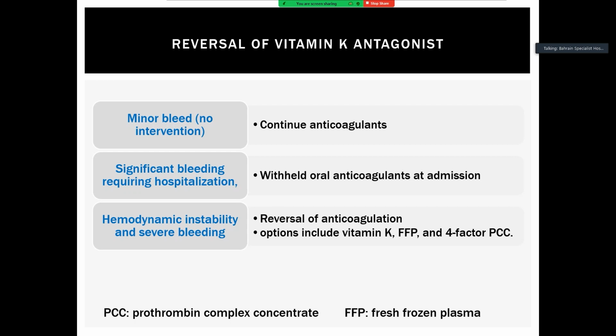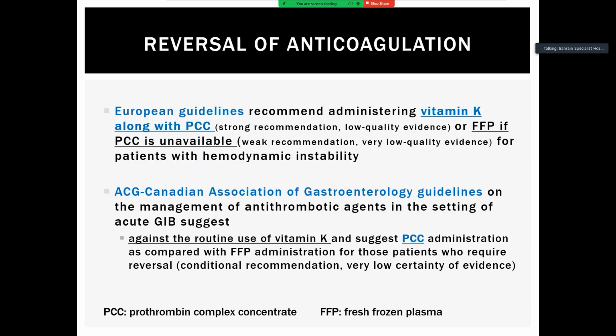But if there is hemodynamic instability and severe bleeding is going on, we need to reverse the anticoagulation in the form of vitamin K, fresh frozen plasma, or 4-factor prothrombin complex concentrate. On the basis of the European and American guidelines, both prefer prothrombin complex concentrate as compared to FFP because it has a rapid reversal of INR, and there is less risk of volume overload than with FFP. Although the European guideline prefers to give vitamin K with PCC, the American guideline does not recommend the use of vitamin K, and only prefers PCC if available. Otherwise, we have to go for FFP.